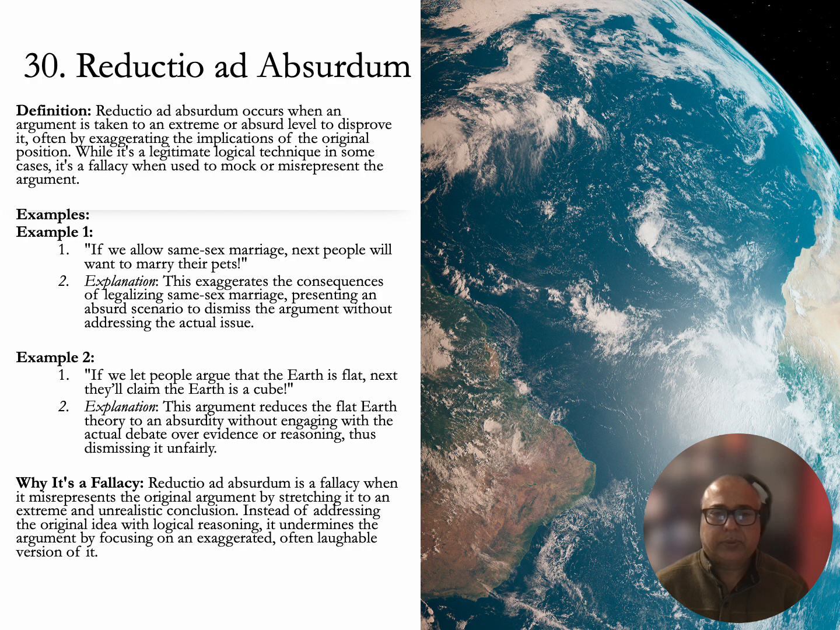Number 30, reductio ad absurdum. What is this type of fallacy? It occurs when an argument is taken to an extreme, or absurd, nonsensical, it makes no sense, to disprove it. So let's say that a person is anti-gay marriage, and they say if we allow same-sex marriage, next people will want to marry their pets. That's incoherent, right? That's not a cogent argument. That's a very bad argument.